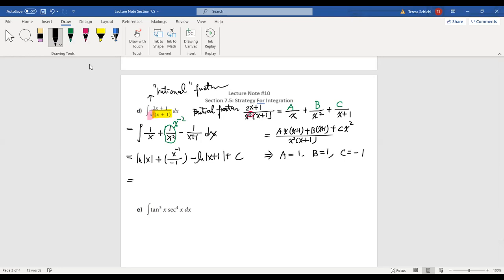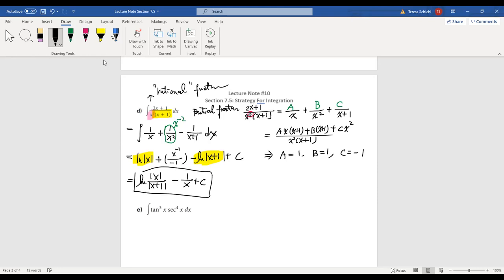So you can rewrite it. If you like, you can combine, but you don't have to combine these 2 terms. Then this one would be natural log of x plus 1, by using the natural log rule, and this is over 1 minus x, plus C.